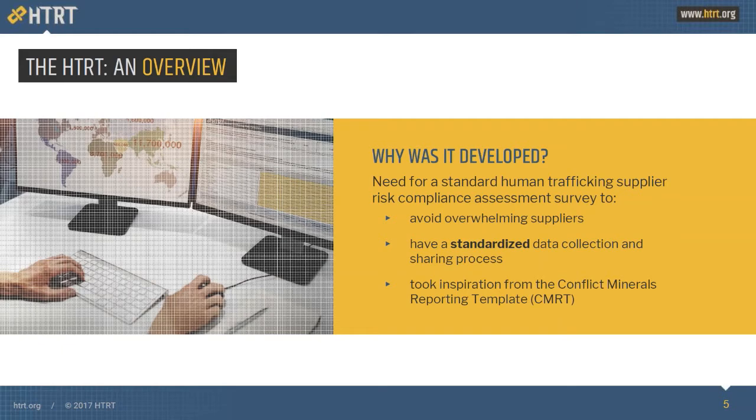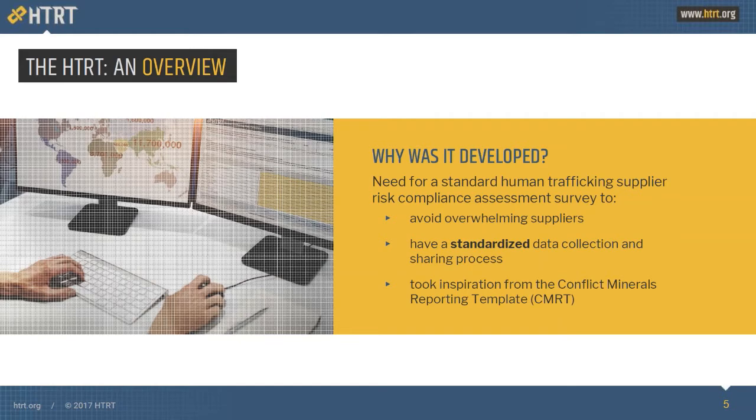So as a result, there are many companies out there today who have been looking for a standard human trafficking supplier risk compliance assessment survey for several reasons. And the first one, I think, is really to avoid overwhelming suppliers. So to date, we've found as the Development Committee that suppliers are being sent diverse types of assessment questionnaires that are asking different questions and for different types of data, which can be very overwhelming for suppliers and is not the best way of doing things.